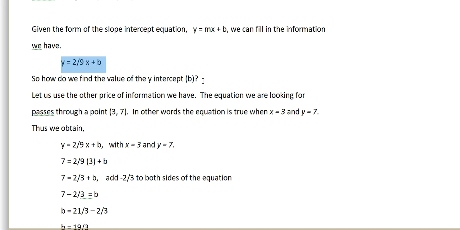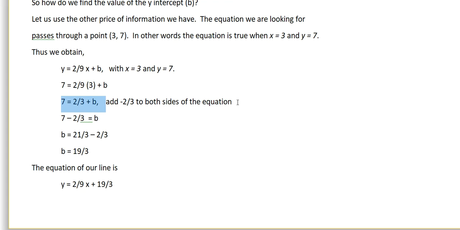So how do we find the value of the y-intercept? We just read it off the graph before, but let's use the information that we have. We know that the line passes through the point 3, 7. Well, we have a formula here with y and x. Let's plug those values in. Y equals 2/9 x plus b with these values. Simplify the expression here. 2/9 times 3 is equal to 2/3.